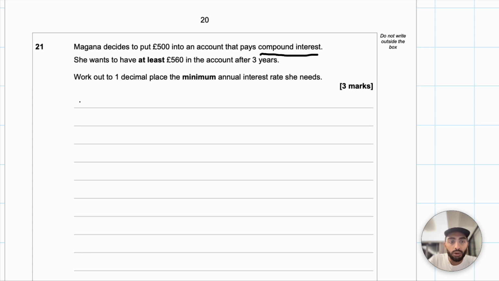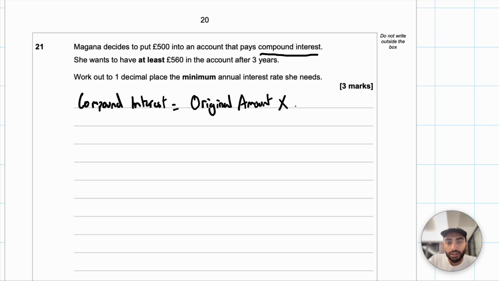Let's look at the formula for compound interest. So we use the original amount. Here the original amount will be 500. And we multiply this by the decimal multiplier. And that will be raised to the amount of repetitions. Here the amount of repetitions will be 3 because it's 3 years.